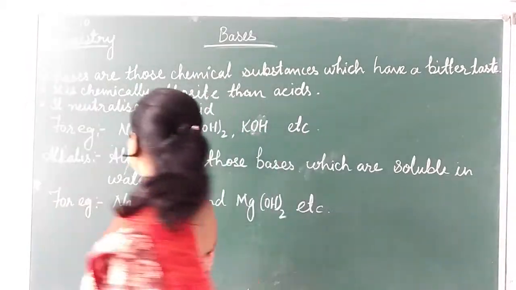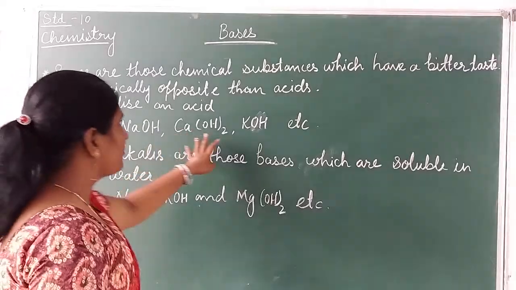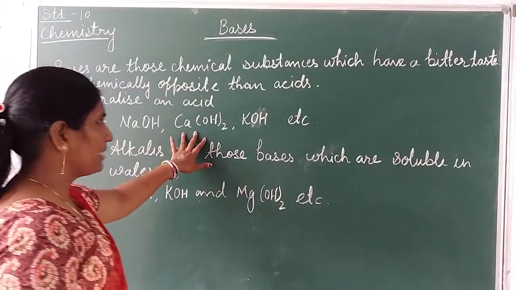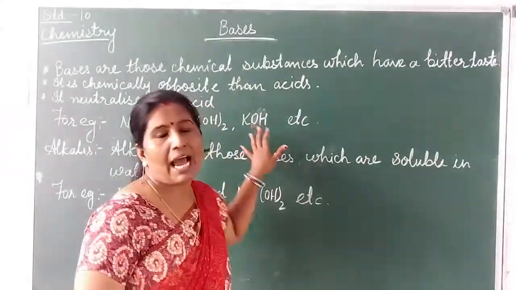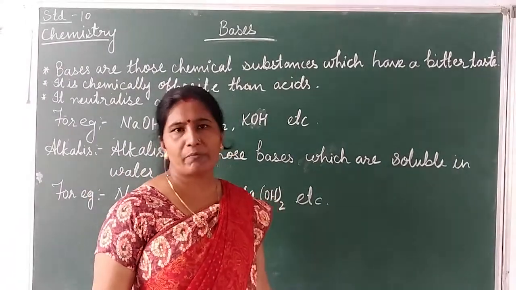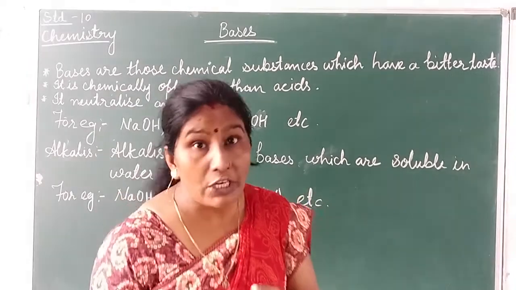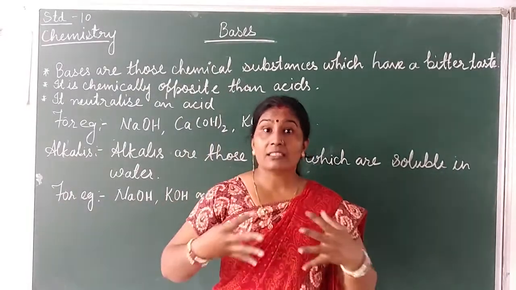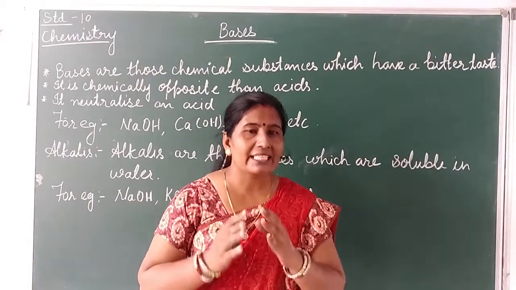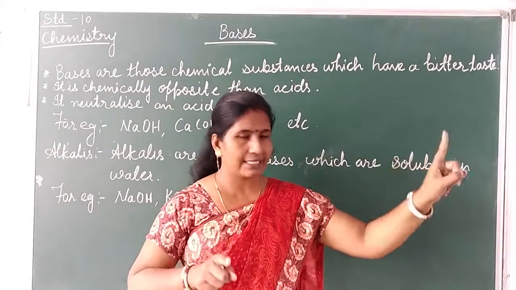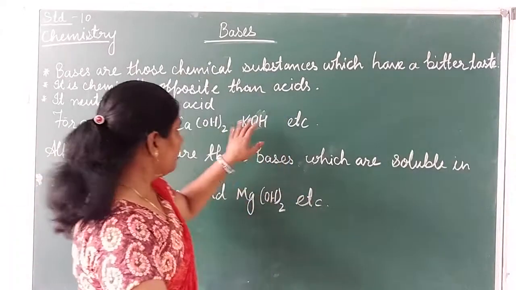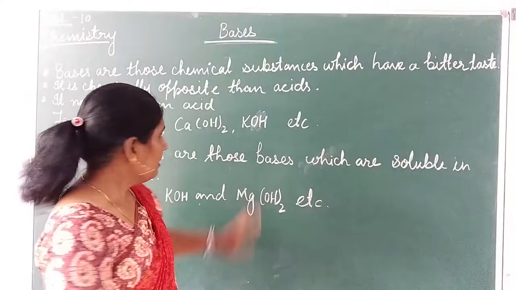Next, for example, we have a lot of bases, and the bases are sodium hydroxide, calcium hydroxide and potassium hydroxide. And many more. We have a lot of bases because I told you that elements combine to form compounds, and these compounds are always in three categories. First is acid, second is base, and third one is salt. So we have many bases.